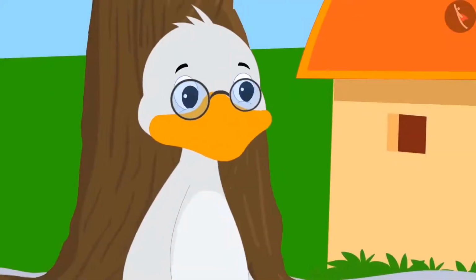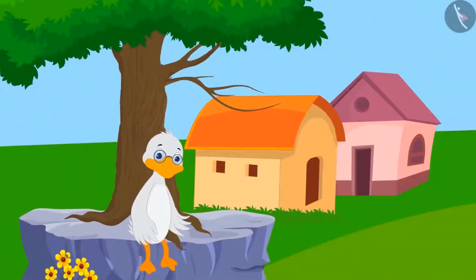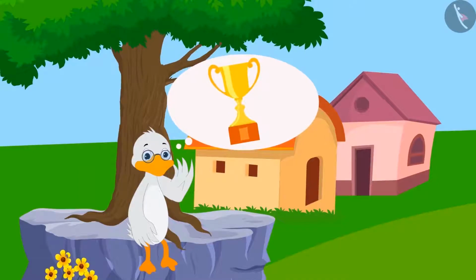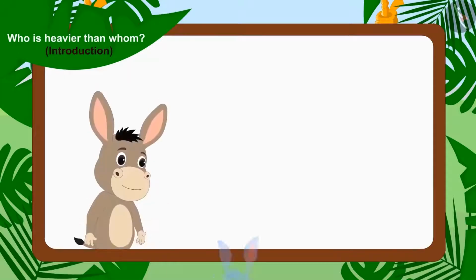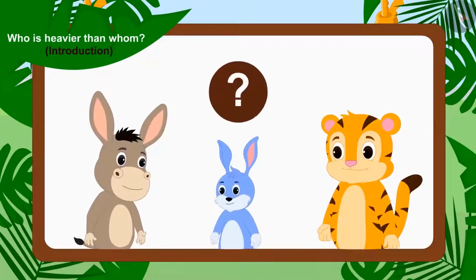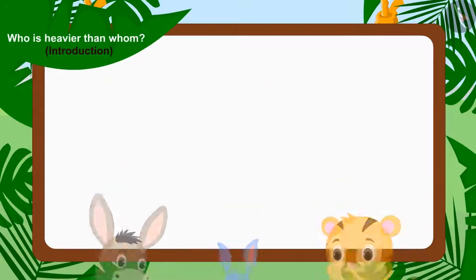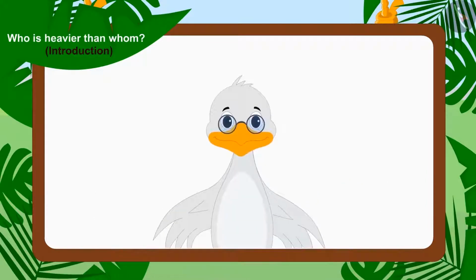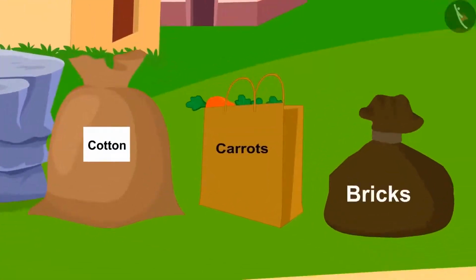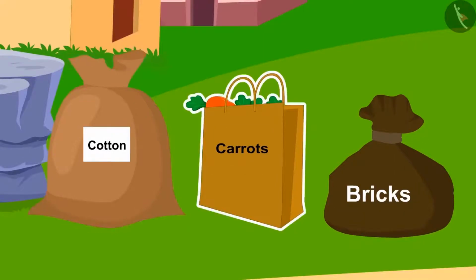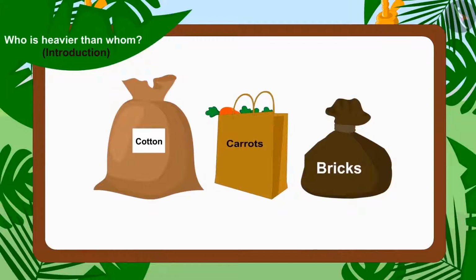Now, the judge of the competition, Barbole uncle, is wondering who should be the winner after all. Children, can you tell which of the three carried the most weight? No problem. Let us see how Uncle is solving this puzzle. Uncle noticed that the three contestants brought different items in different bags and sacks. Therefore, we cannot compare their weight.